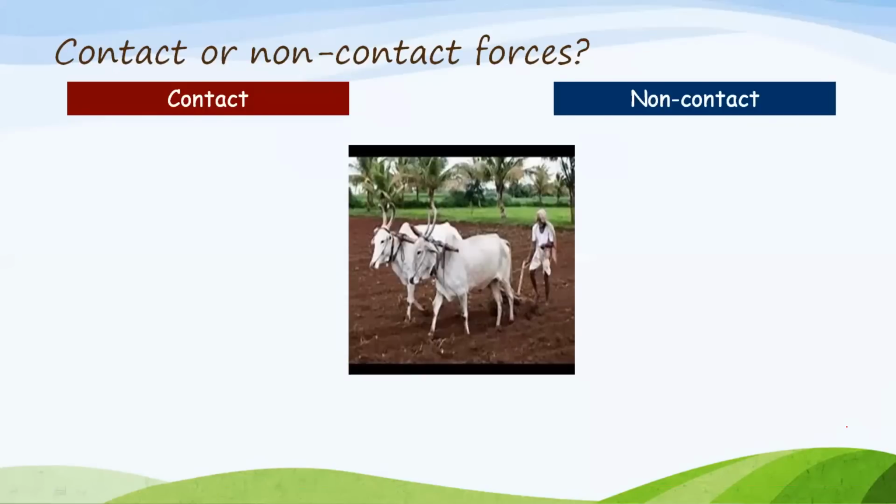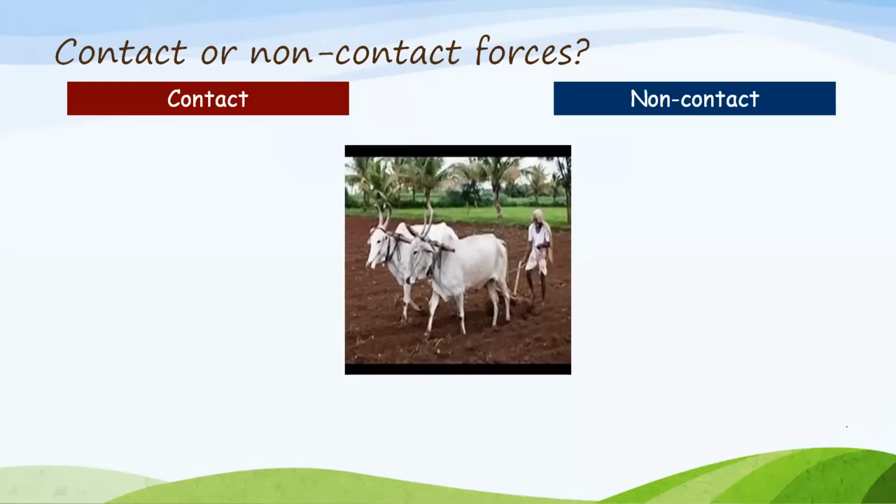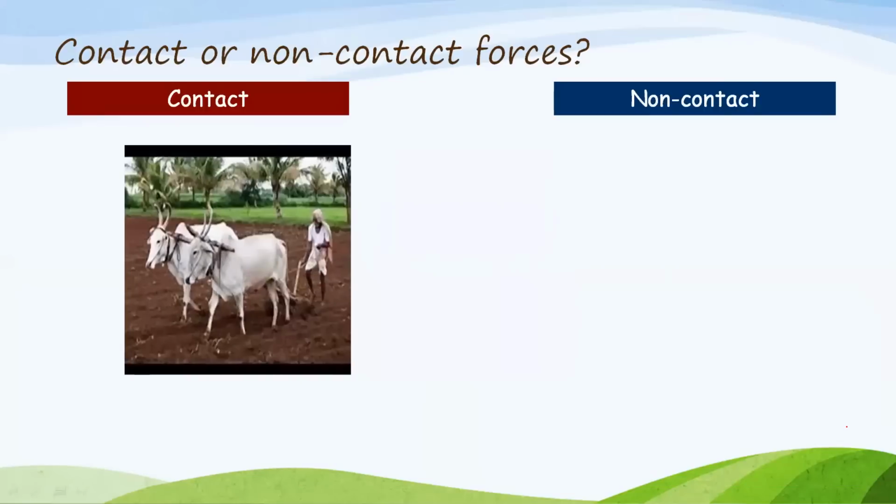In this, you can see a farmer and bullocks. The farmer is having a contact with the bullock, not directly, but through a connector, right? So contact force can be a direct contact or contact through a connector. So this picture represents a contact force.